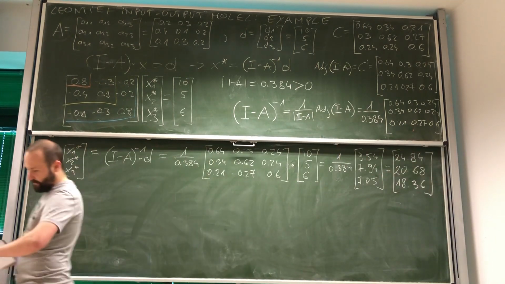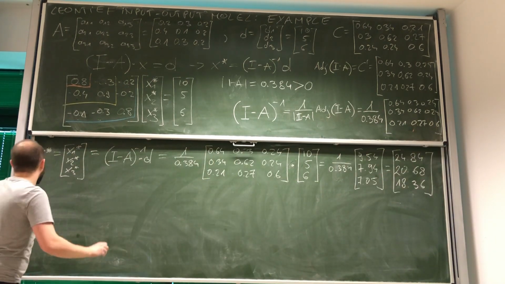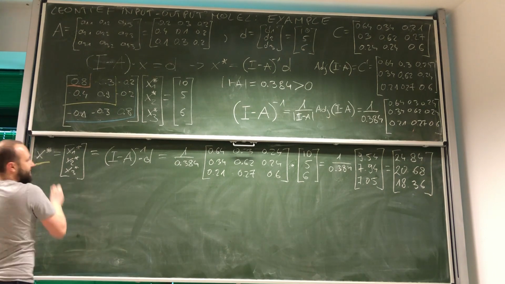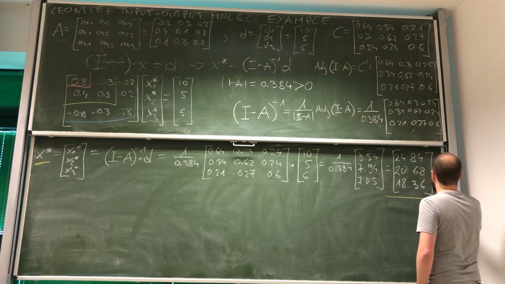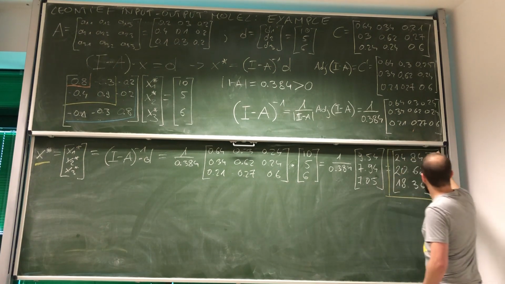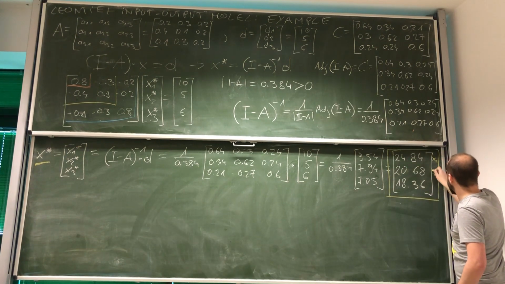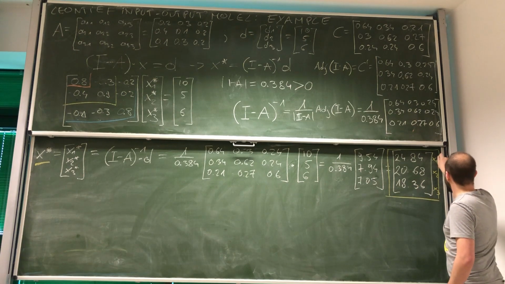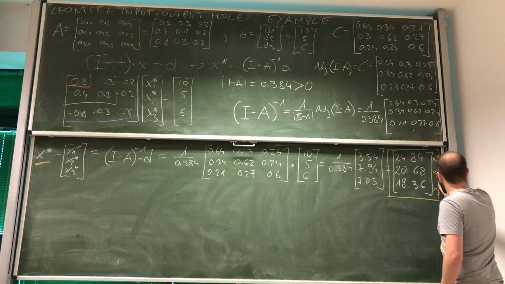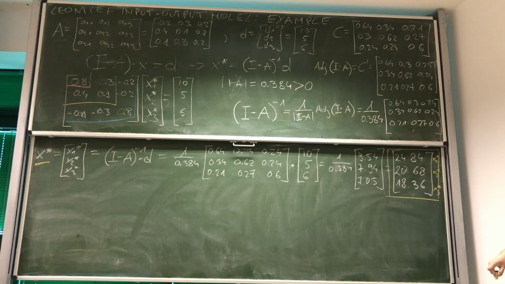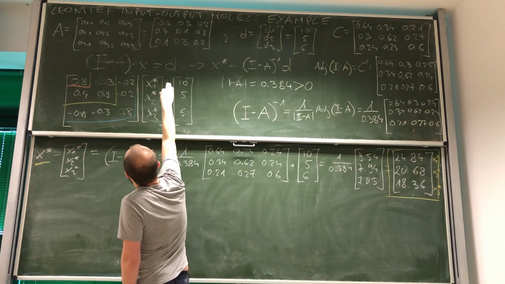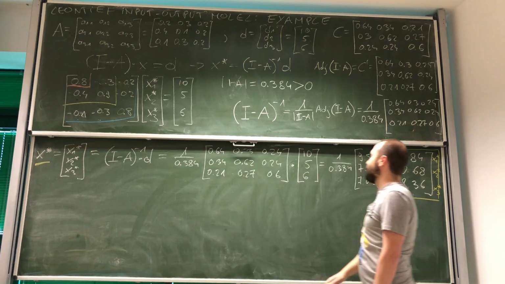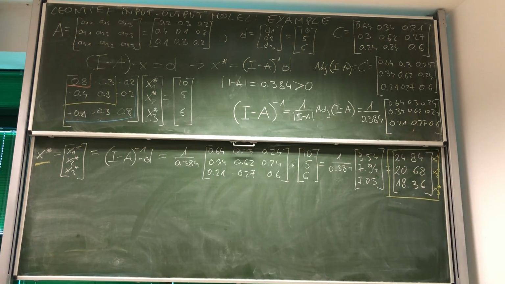So these are the levels of production of good X1, X2, and X3 in the economy, where here is our input coefficient matrix, and this is vector of final demand.